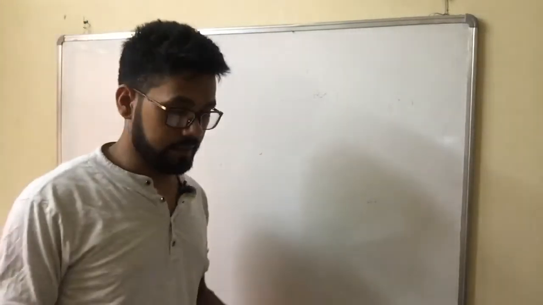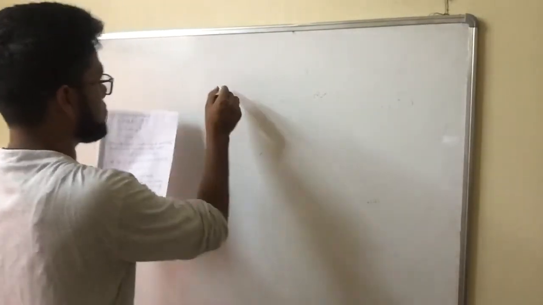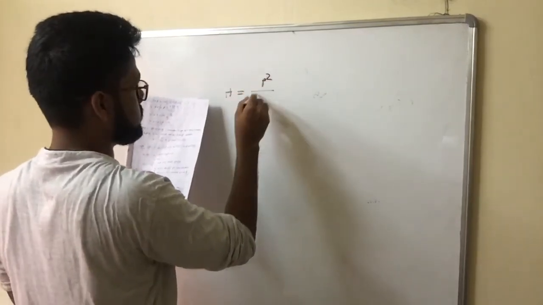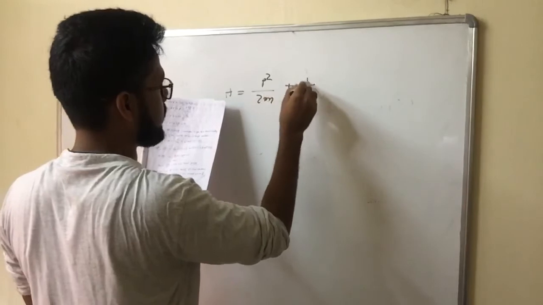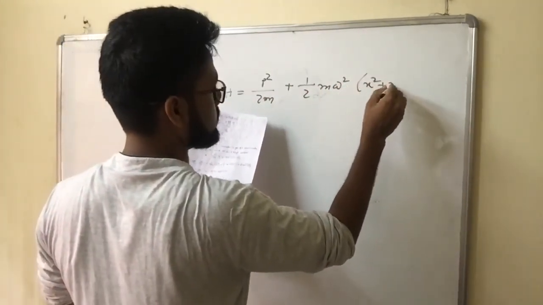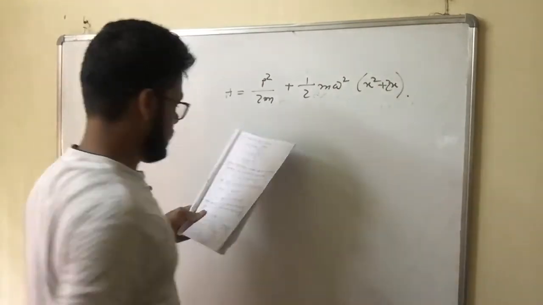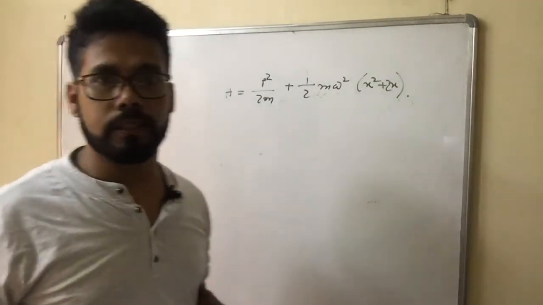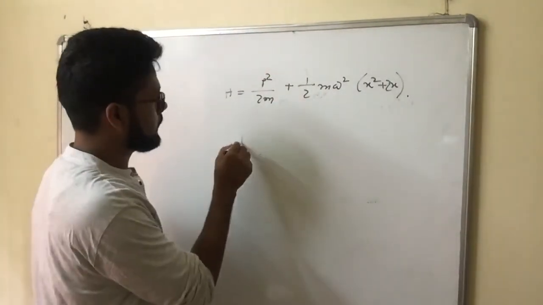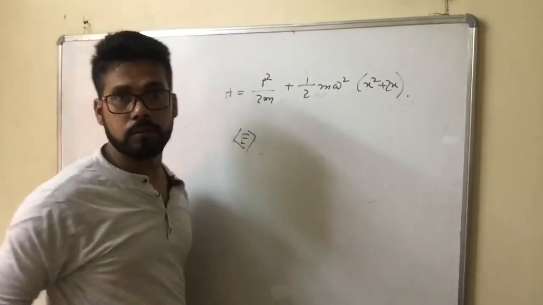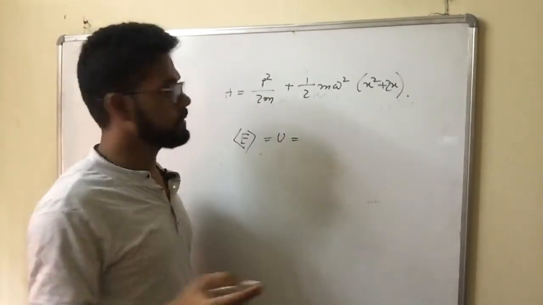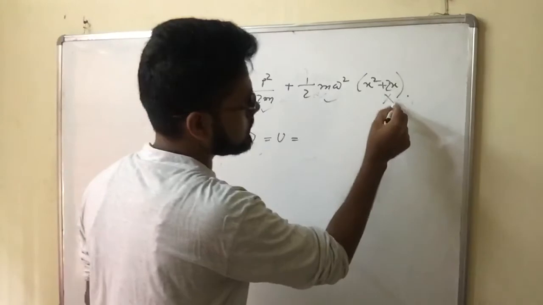GATE 2009. Hamiltonian of the system is given by p square by 2m plus half m omega square x square. So what is the specific heat? Which of the following is correct? Specific heat is calculated from the mean energy. In order to calculate specific heat, you have to find the mean energy. Mean energy U equal to how much? What are the degrees of freedom? 1, 2.